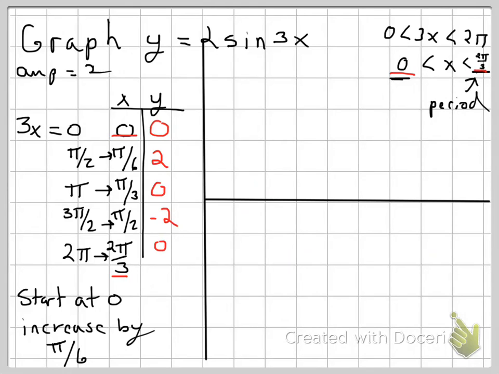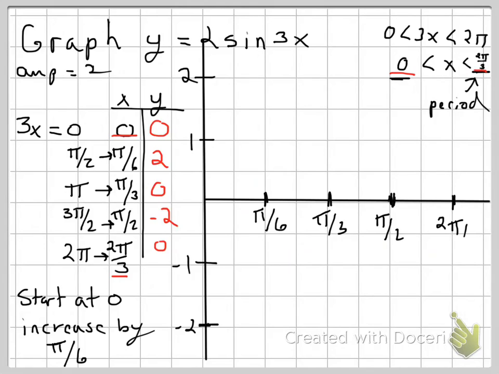So we'll go ahead and make our xy plane. We know that we're increasing by pi over 6. We're starting at 0, so we're going to put that information in: pi over 6, pi over 3, pi over 2, and 2 pi over 3. And then we'll just plot our points.